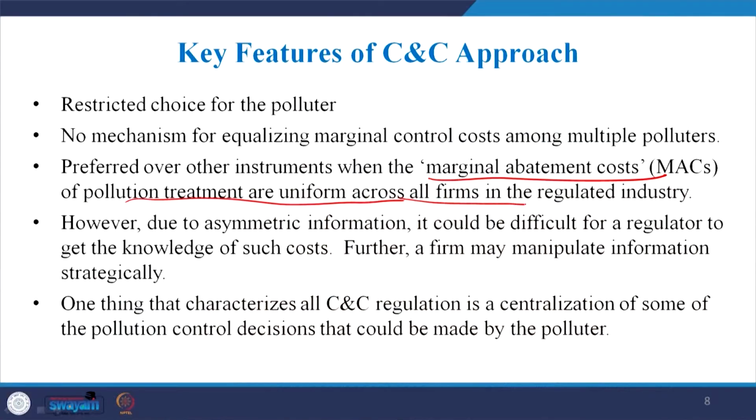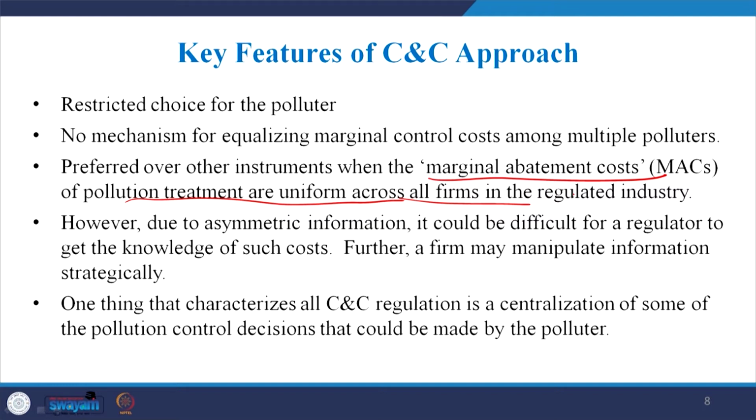among different polluters. It is preferred over other instruments when the marginal abatement costs of pollution treatment are uniform across all firms in the regulated factory. Actually, this command and control system is more effective in achieving the intended goal only when the marginal abatement costs of pollution treatment are uniform across all the firms where regulation is made, but in reality it is not possible, because it is very difficult to collect information on the cost of abatement of pollution from different companies.